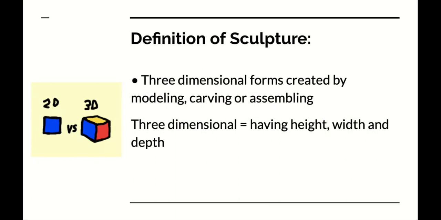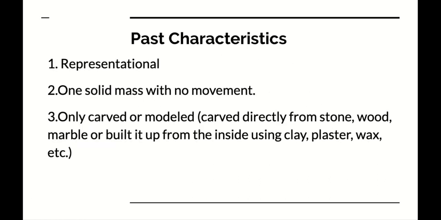So the definition of sculpture is that it is three-dimensional forms created by modeling, carving, or assembling. And when we say three-dimensional, we mean that it has height, width, and depth. So you can see in the diagram the difference between the blue 2D square versus the 3D cube. The cube has height, width, and depth.